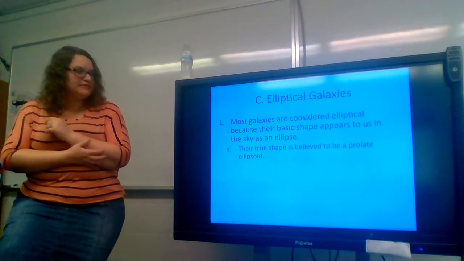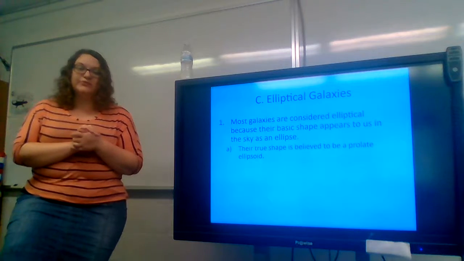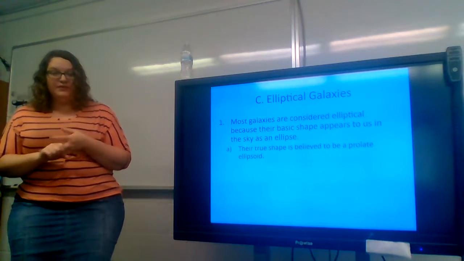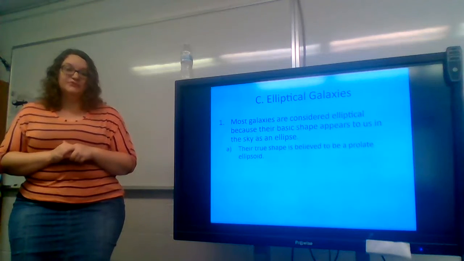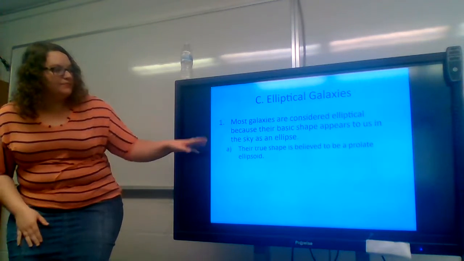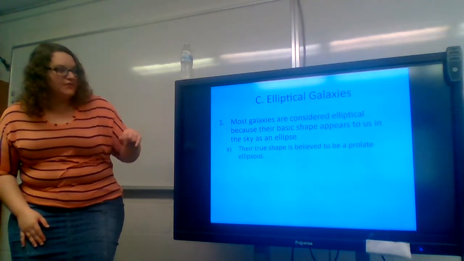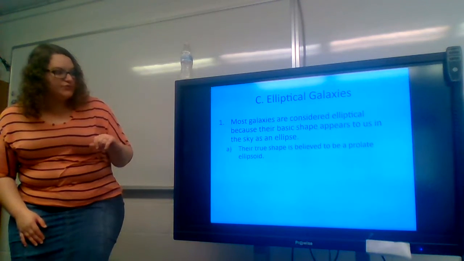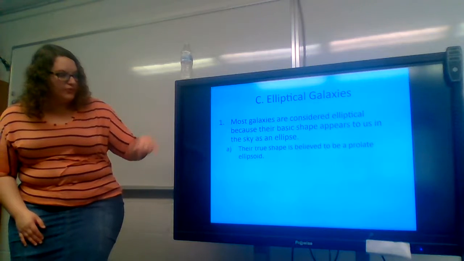Elliptical galaxies. Most galaxies are actually considered to be elliptical, okay? Most of them are not spiral, lenticular, or irregular. Most of them fall into this elliptical category, okay? But the reason for this is because their basic shape appears to us in the sky as an ellipse. Their true shape is believed to be a prolate ellipsoid.